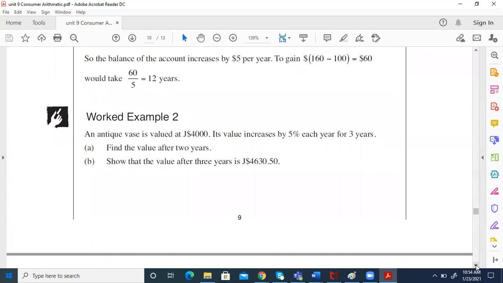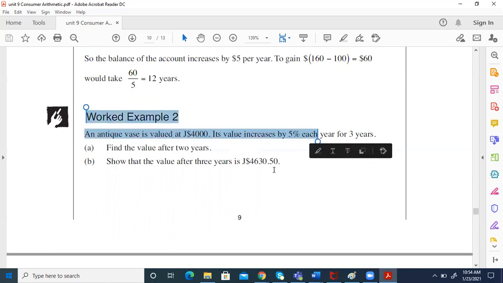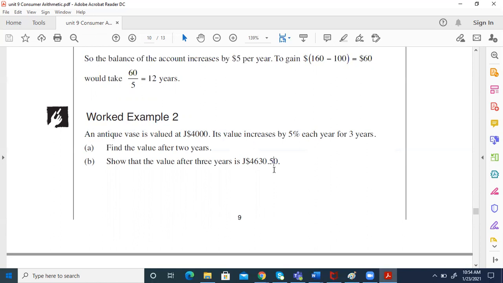So another example: an antique vase is worth $4,000. Its value increases by 5% each year for 3 years. Even though this doesn't mention anything about interest, I think they refer to this type of question as value appreciation. So you have depreciation, appreciation, right? It is basically saying that whatever the value was the year before, you're going to increase that by 5%, and you're going to do that for 3 years.